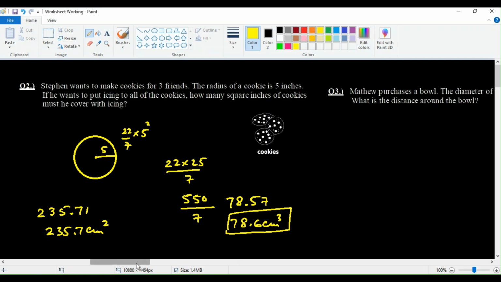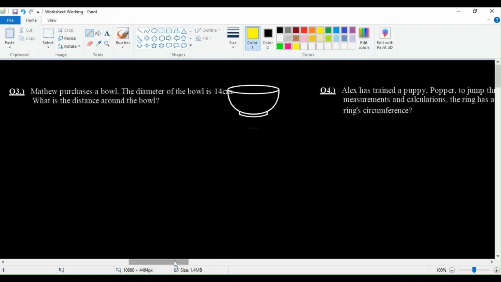Now comes question number 3. Matthew purchases a bowl. The diameter of the bowl is 14 centimeters. What is the distance around the bowl? Distance around the bowl means you need to find out the perimeter. That means pi is multiplied by the diameter, which is 14. To simplify this, 7 times 1 is 7, and 7 times 2 is 14. So 22 times 2 is 44 centimeters, which is the distance around the bowl.